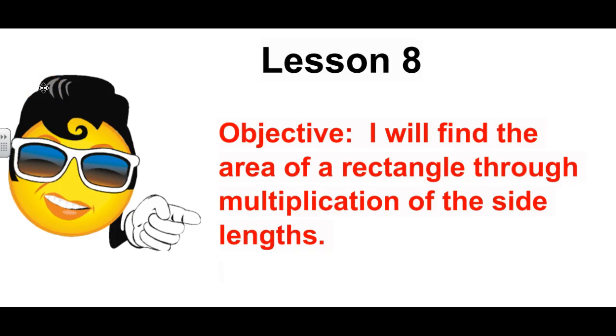Your objective for lesson 8 is: I will find the area of a rectangle through multiplication of the side lengths. So we're going to work with area models today and multiplying the side lengths to find the area. We're also going to be working on finding an unknown side length whenever they give us the area and another side length. So you will need to have your board ready if you don't have that ready.